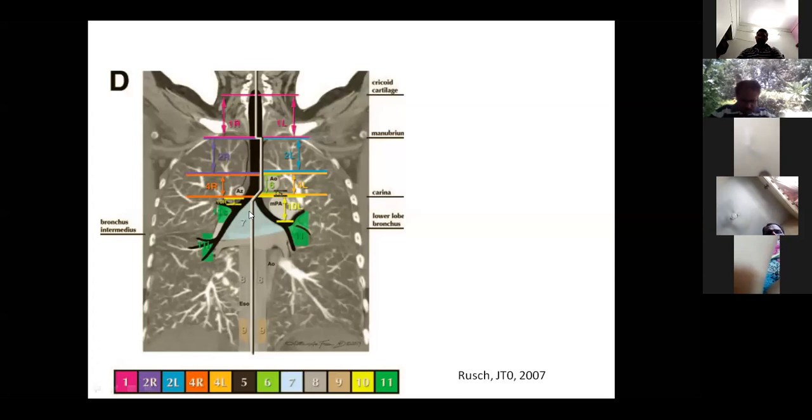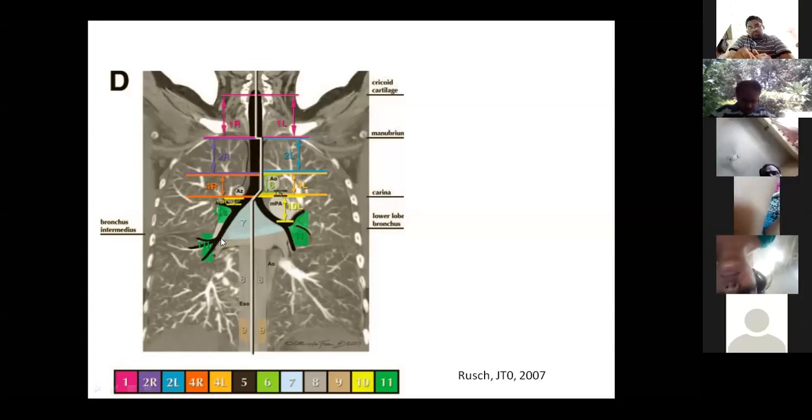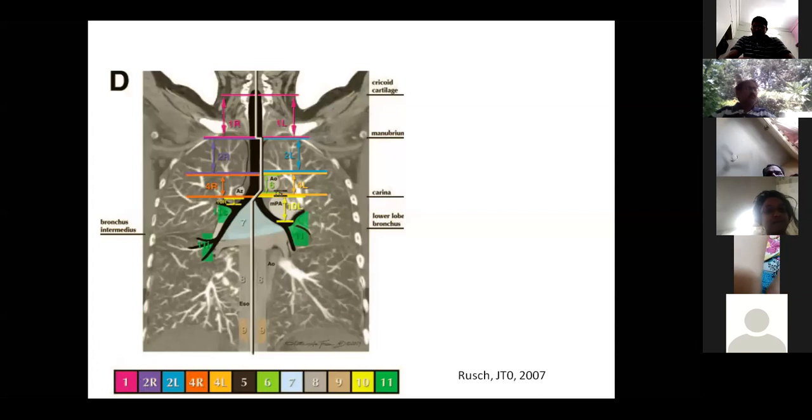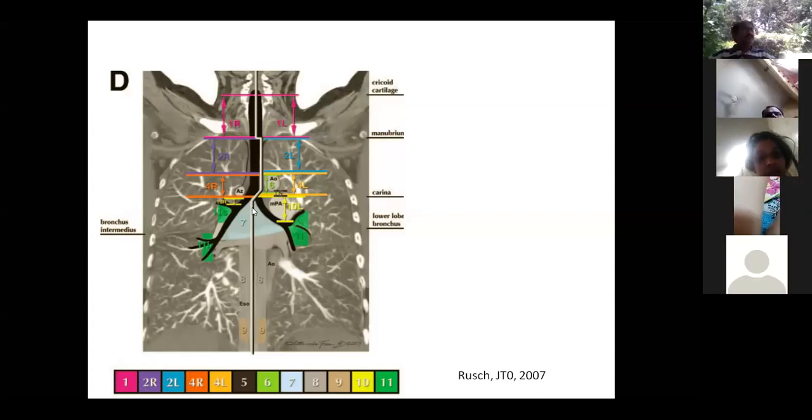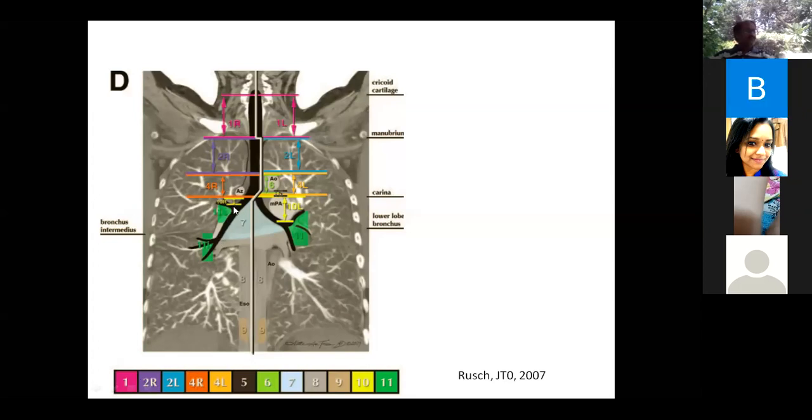Level 7, again, from the carina, is the subcarinal group of lymph nodes, which is a midline lymph node. It is always considered as N2, irrespective of the right or the left side. So on the right side, the level 7 group of lymph nodes extends from the carina to the bronchus intermedius. This is the bronchus intermedius. That's the upper lobe bronchus. That is the bronchus intermedius. And this is the lower lobe bronchus.